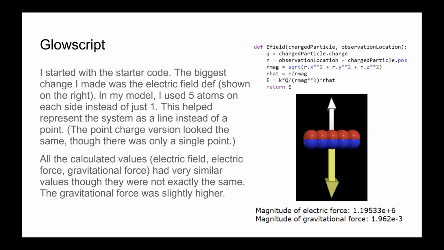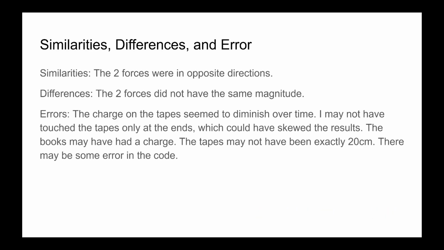All calculated values, such as electric field, electric force, and gravitational force, had very similar values, though they were not exactly the same as compared to the in-person experiment. The gravitational force was slightly higher than the electric force. Similarities, the 2 forces were in opposite directions. Differences, the 2 forces did not have the same magnitude.